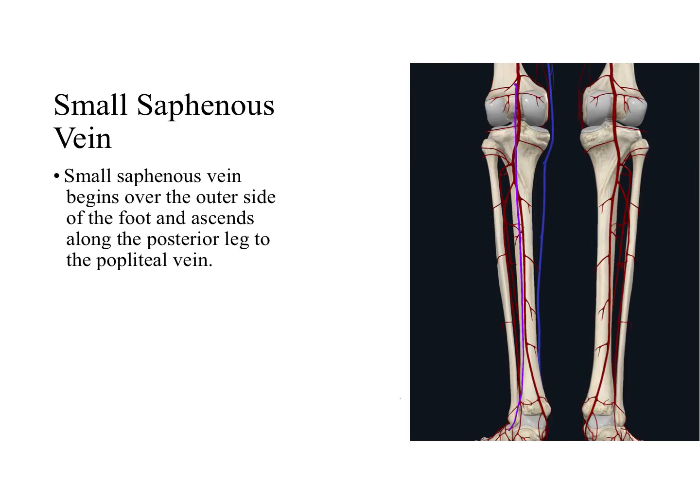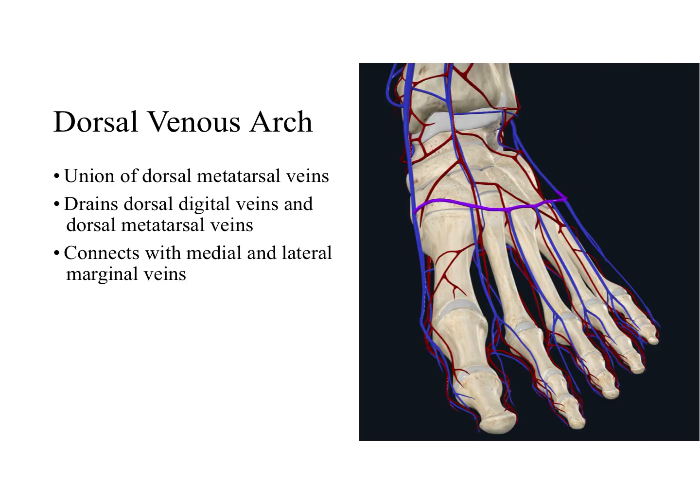This is a picture of the small saphenous vein. The small saphenous vein begins over the outer side of the foot, and then it ascends along the posterior leg to the popliteal vein. And then from the popliteal vein, blood drains into the femoral vein.